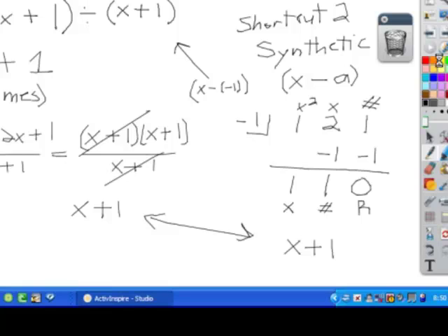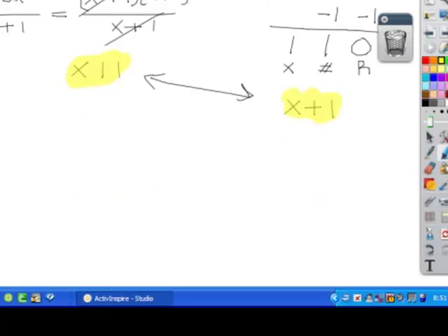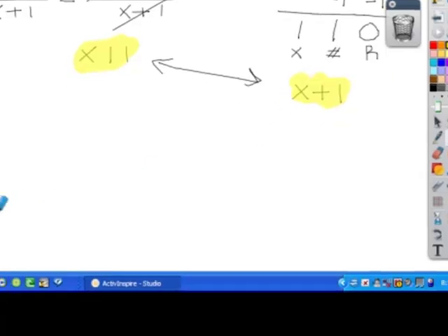Now, some of you may not like synthetic division, but just to show you how quick and easy it is, let me do one more problem. I'll just make this one up randomly and see what happens.